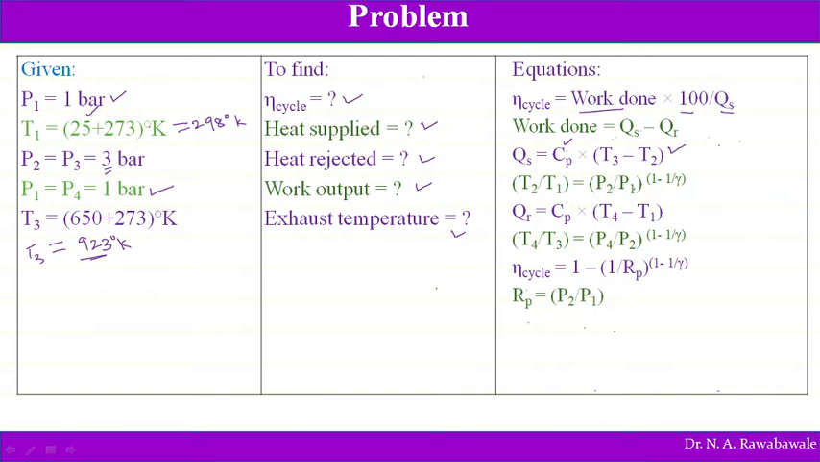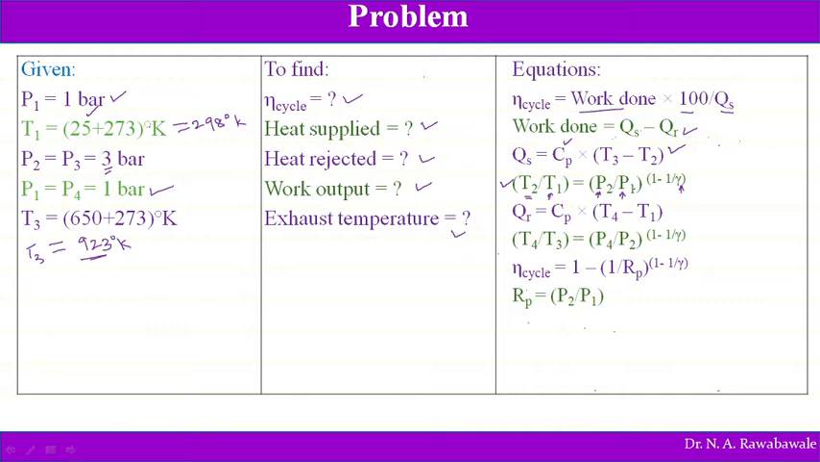So temperature at point 2 can be obtained by using PVT relations, and that PVT relation is given as T2 divided by T1 is equal to P2 divided by P1 to the power of 1 minus 1 by gamma. So from this we can find out T2. We know T1 is known, P2 is known, P1 is known, gamma is 1.4. So from this we can find out T2, and by substituting T2 in this above equation we can get heat supply. Then after this we want to find out QR, heat rejected.